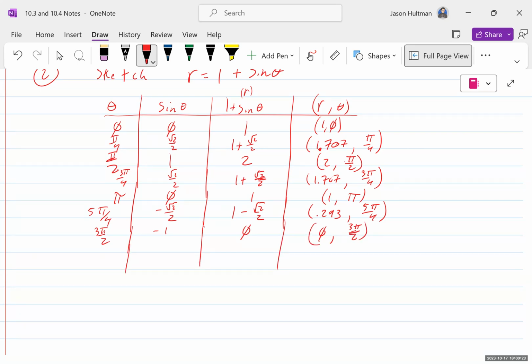Maybe a couple more. 7 pi over 4 is going to be, the sine is negative radical 2 over 2 again. So this is 1 minus radical 2 over 2, which is approximately 0.293, at 7 pi over 4.